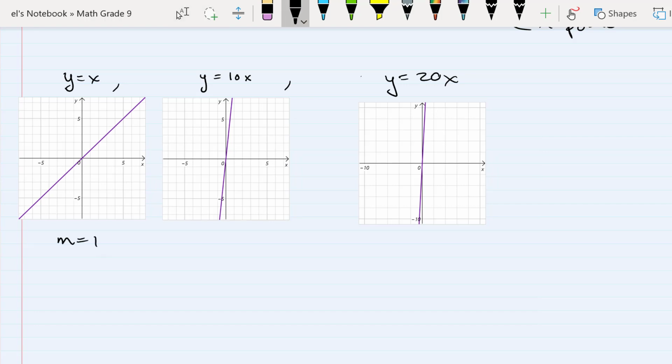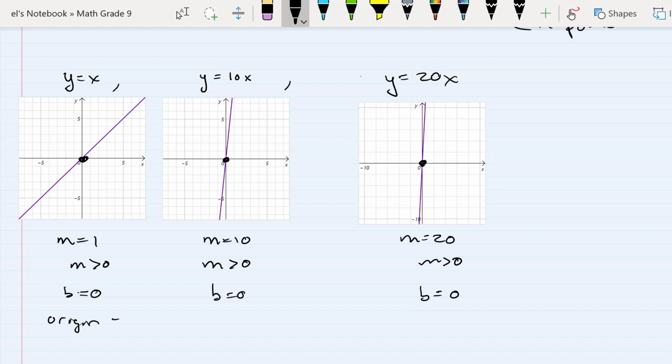M equals 1, m equals 10, and m equals 20. And we all can see that m is greater than 0 here, and finally here. Our intercept in all three cases is just b equals 0, b equals 0, b equals 0. And that's just the point here where we say that is the origin. X equals 0, y equals 0.